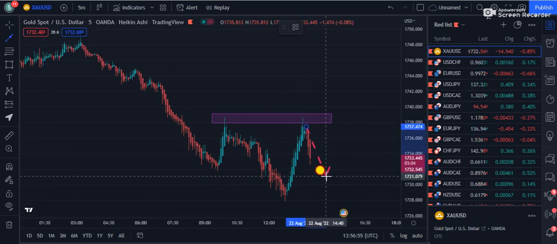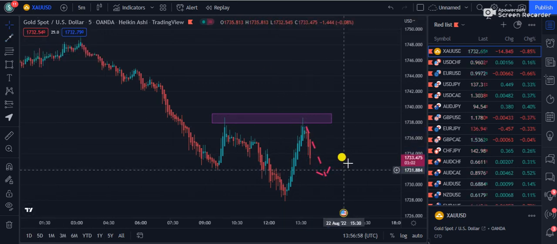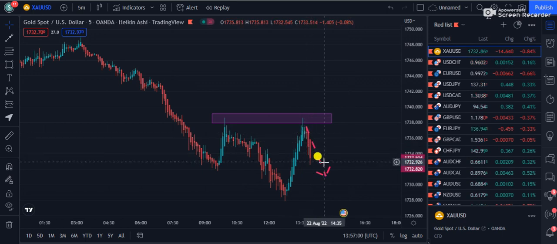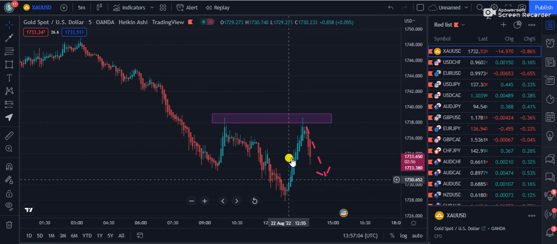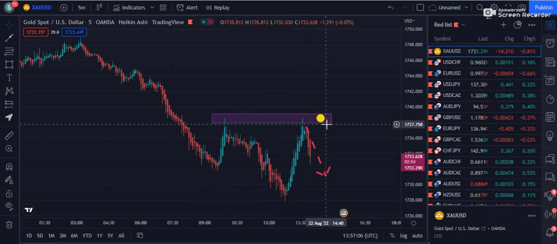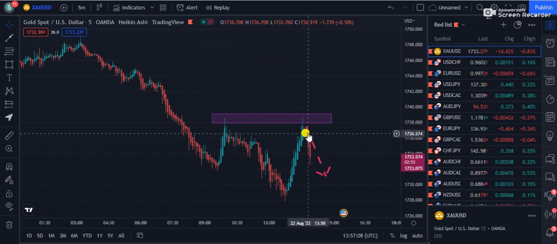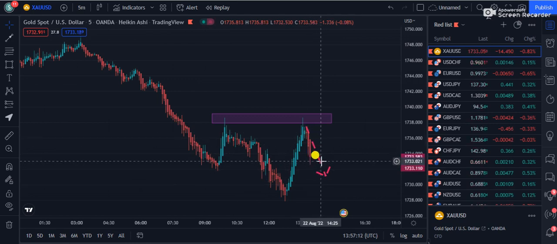Now you can see, do you agree with me that the price is getting the rejection and it's already going down? Why? Because the price comes to this point, and secondly it hit the same level again, the order block becomes the resistance, and then you can see the market has seen a downward trend.